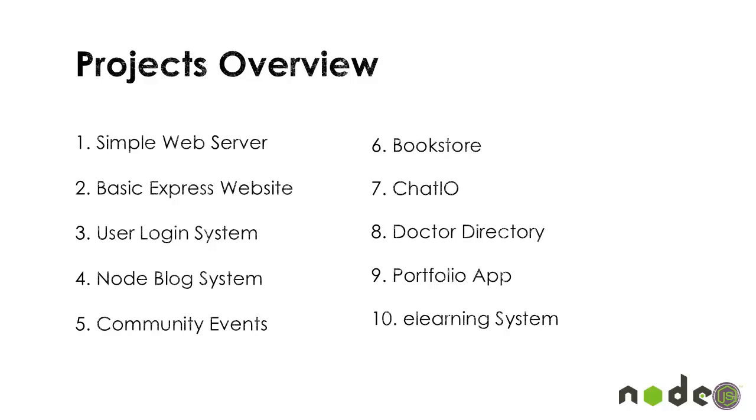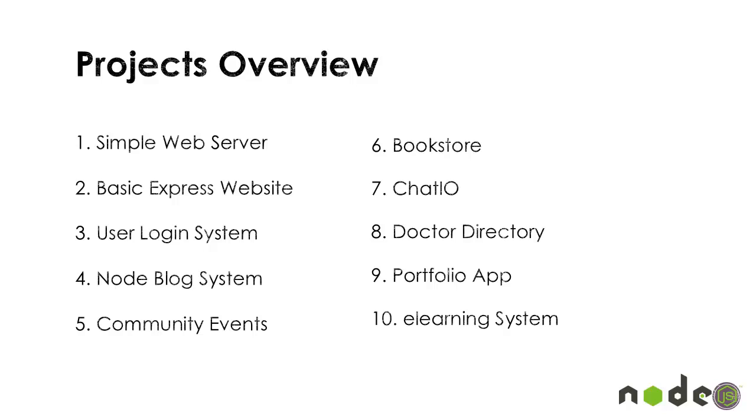Chapter 6 will be the TechBooks bookstore. That'll use Kraken and Express, and will also integrate PayPal a little bit. Chapter 7 will be a chat program called Chat.io. Now, this is probably my favorite one because it deals with sockets and real-time messages, things like that, which is basically the type of application that Node was built for.